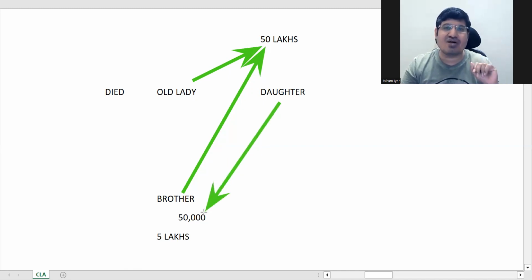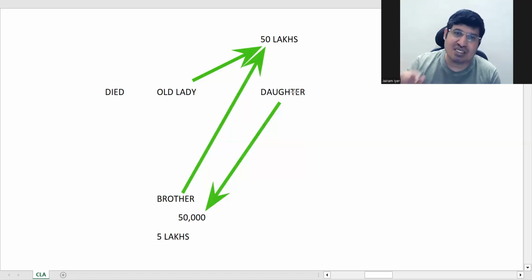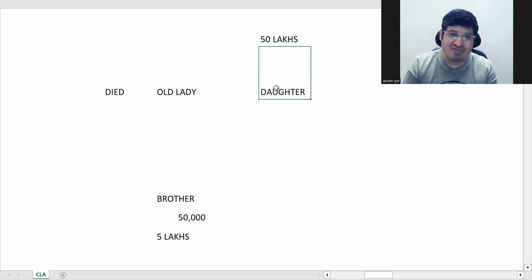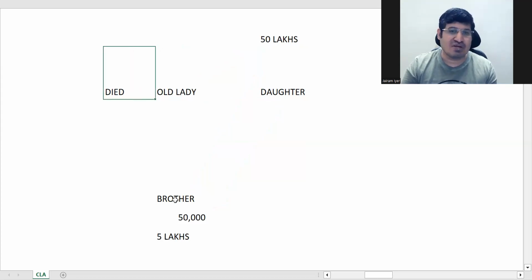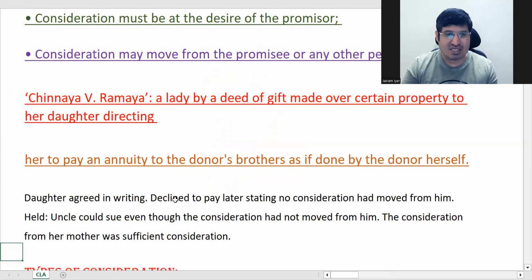Then the court said that it is not necessary that consideration should move from the main party. It can move from a third party also. So this was the case by which they said that consideration from the old lady, 50 lakhs, was sufficient consideration. Now you have to honor the contract and give him annual 5 lakhs. What she was saying is, I have no agreement with this person, so I will not give anything. There is no consideration between him and me. So that was struck down in this case.